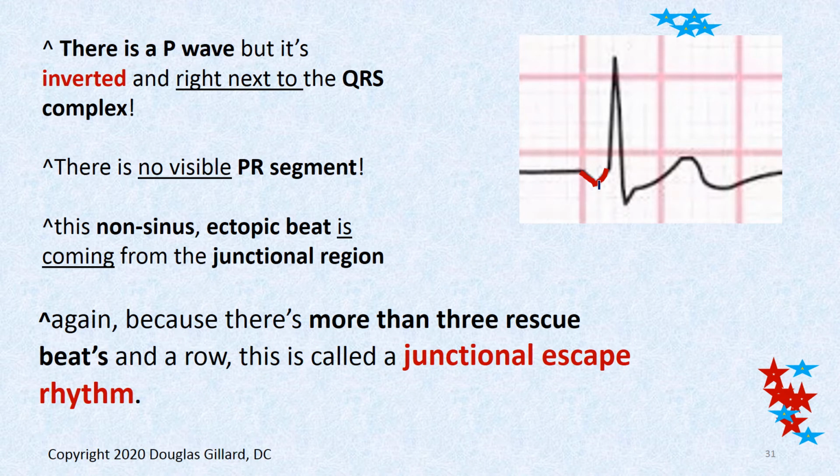All right, so that's everything I just told you. So there's actually the P wave upside down. And remember, usually you have a P wave and then a PR segment, that makes up the PR complex. So we don't have any PR segment here at all. And when you don't have a PR segment and the wave is inverted, you just assume it's coming from the junctional region, right? All right, so this is a non-sinus heartbeat. The SA node's definitely not involved here. And it's a junctional escape rhythm because there's more than 3 of those in a row.